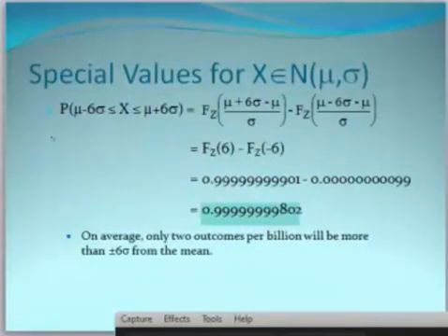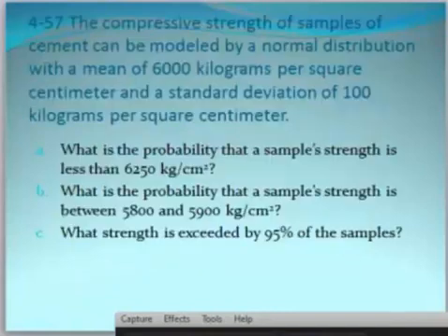And that just involves this minus and plus right here. So you can see it actually will encompass 0.99, a bunch of 9s. So essentially, if you're at 6 standard deviations, only 2 outcomes per billion will be more than plus or minus 6 sigma from the mean. So with that, let us take a look at this problem.